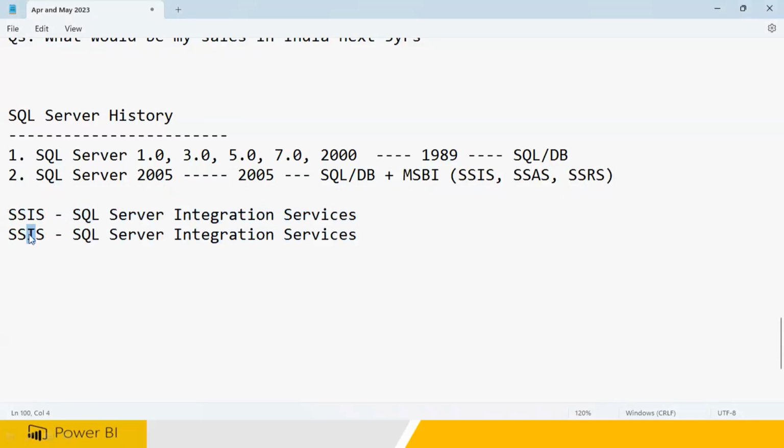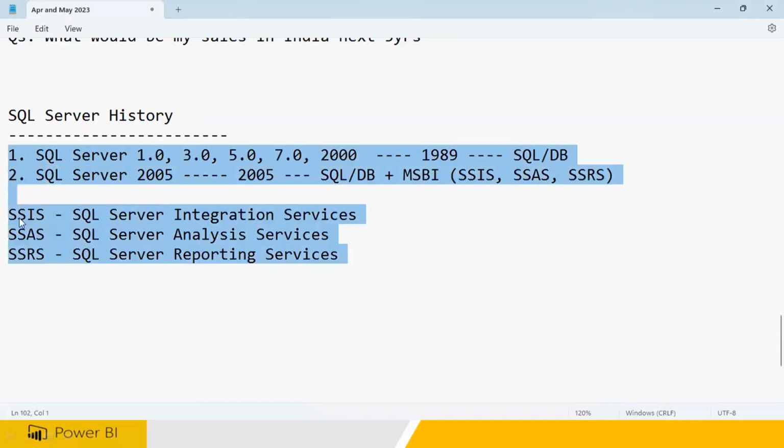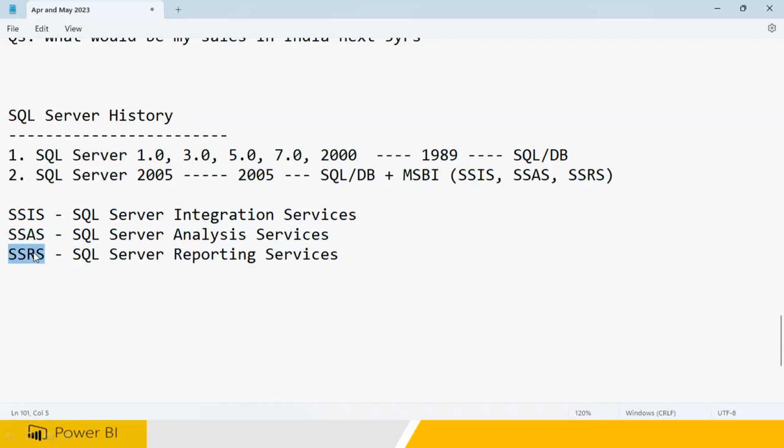SSAS means Analysis Services, and SSRS is Reporting Services. So you will be able to create beautiful reports and everything with the data. When you install this software, it means you can store the data, plus you can analyze the data. What is SSIS? What is SSAS? Tomorrow we are going to discuss at the same time, with the same meeting ID. Tomorrow will be the last class.